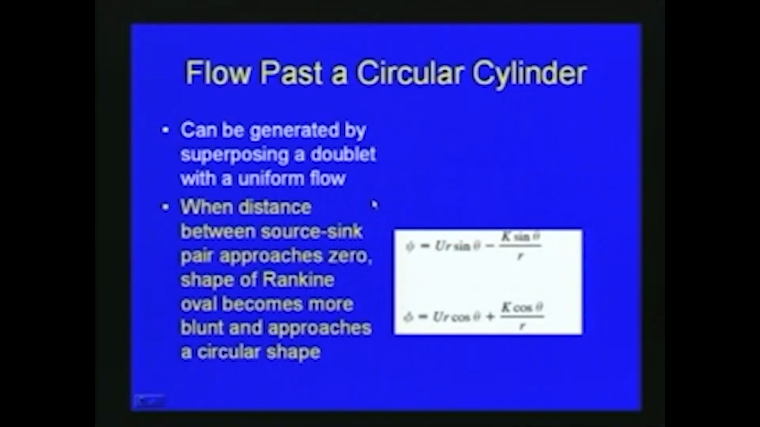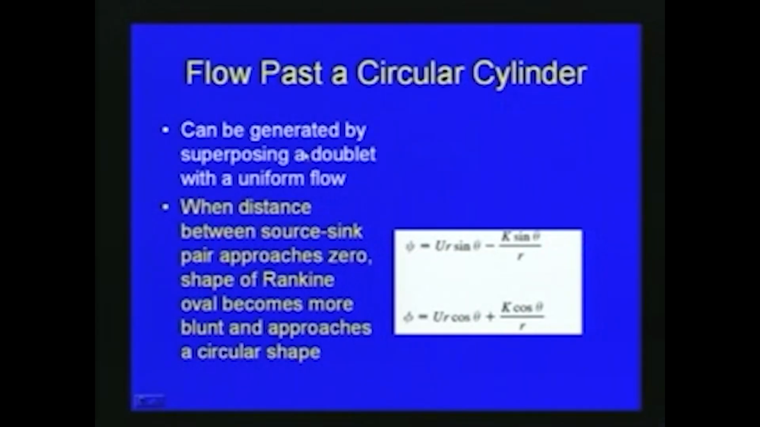And lastly, here we will discuss another kind of combination of elementary flows to get a complex flow. Here we will discuss the third case, flow past a circular cylinder. We can generate the flow past a circular cylinder by superposing a doublet with a uniform flow. We have already seen what a doublet is: a source and sink placed at a distance a, when that distance tends to 0 and the strength of source and sink is increasing. That is the so-called doublet which we have defined.